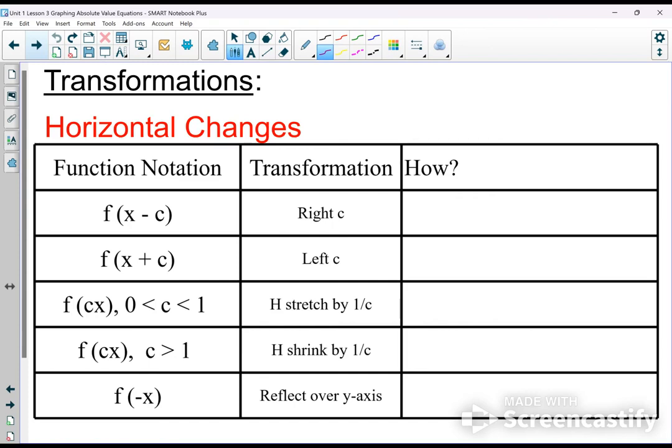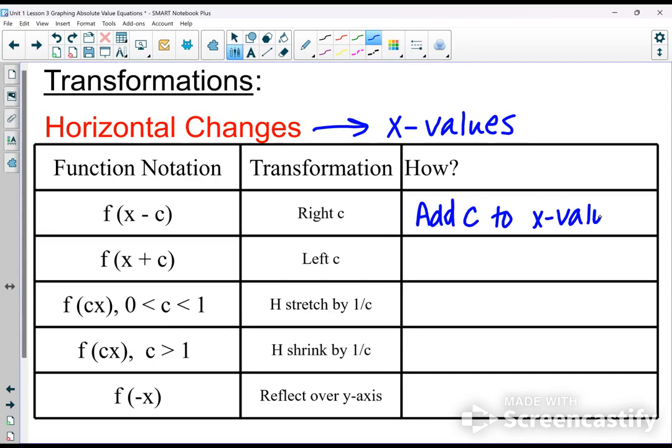The parent tables are what is going to help us the most when graphing different parent functions throughout our units. So we know from previous that when we subtract inside the parentheses, we're moving right C. But what we're adding today is that anytime you make a horizontal change, you're changing the X values. So I'm going to write that here to remind us: we change the X values, or the input column. If we're moving right C, we're going to add C to the X values. Every horizontal change will change the X values, so this entire column will talk about our X values. If we're moving left C, we're subtracting C from the X values.